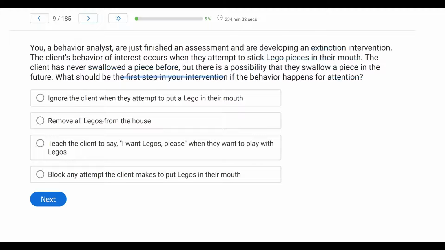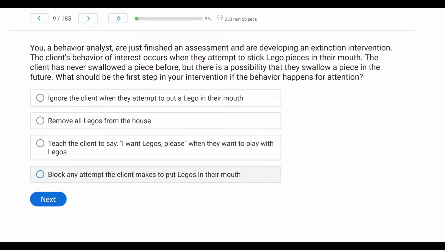Block any attempt the client makes to put Legos in their mouth. D is better than B because we're still giving them a chance to engage in the response, but we're still keeping them safe. Now, we're going to have to figure out a way to put this behavior on extinction or change this behavior, but we're also able to do that because they can actually engage in the behavior. B is very temporary. We're going to have to figure something out eventually that allows them access to Legos in order to change that behavior through extinction. At least with D, even though response blocking doesn't necessarily qualify as extinction, at least they still have an opportunity to engage in the response.